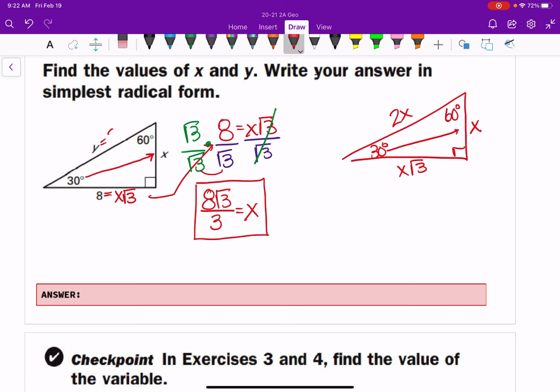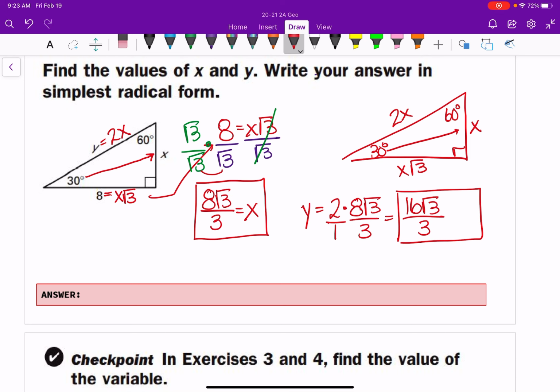Now the hypotenuse is going to be 2 times that short side, 2 times x. So for my hypotenuse, I'm going to do 2 times that fraction, and we get 16 root 3 over 3. Remember, you just multiply right across for your fractions.